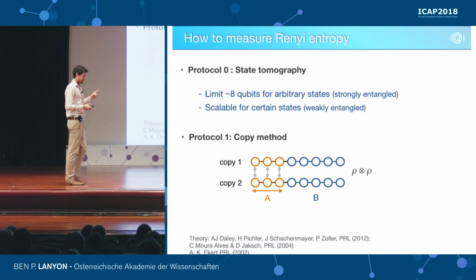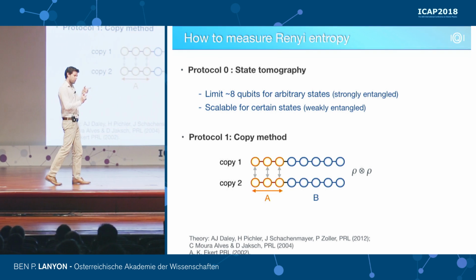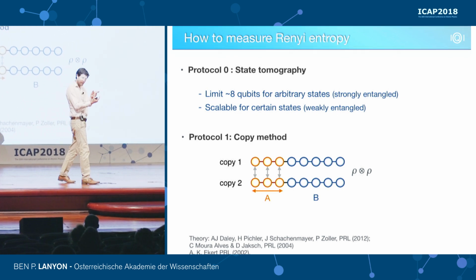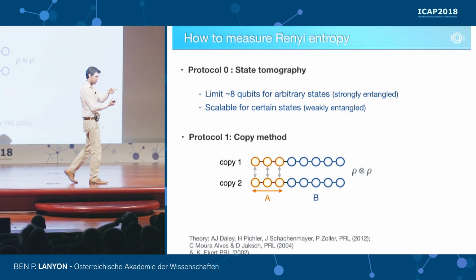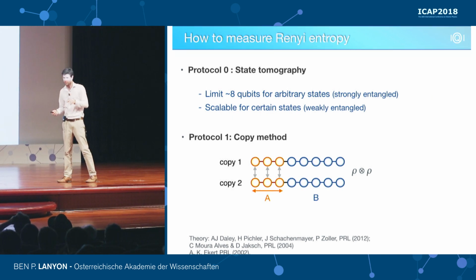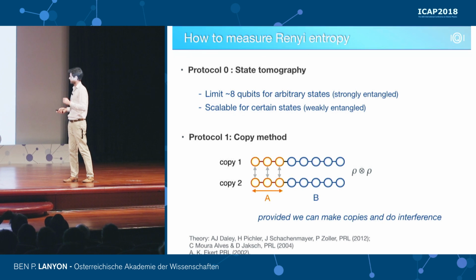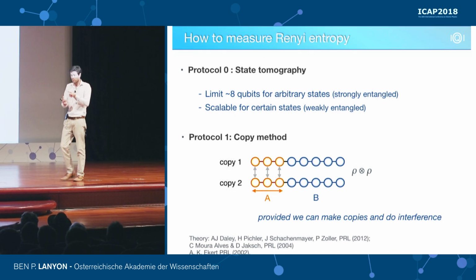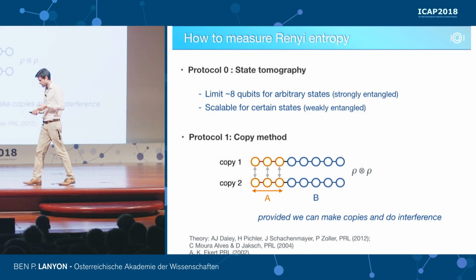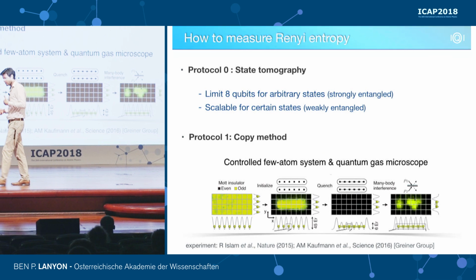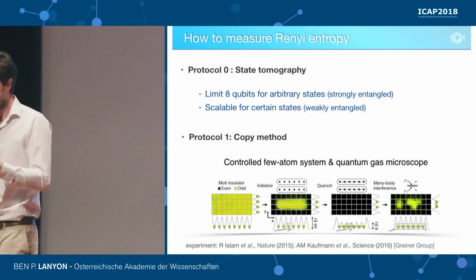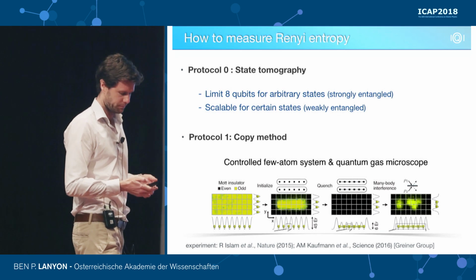There's a very clever method called the copy method, where you make 2 identical copies of your interacting quantum system, and then you do a clever interference measurement between them, and from the local measurement results you can pull out trace rho squared. This is great, provided that you can make multiple simultaneous copies of your quantum system and do the interference as well, which is non-trivial. However, this was done in a series of beautiful experiments in the group of Markus Greiner, using a controlled few-atom system and a quantum gas microscope.